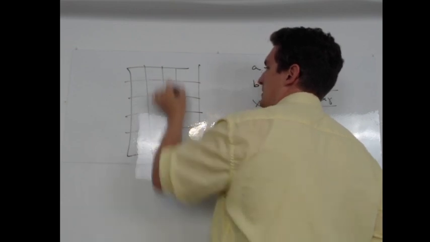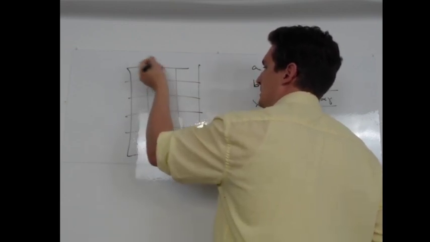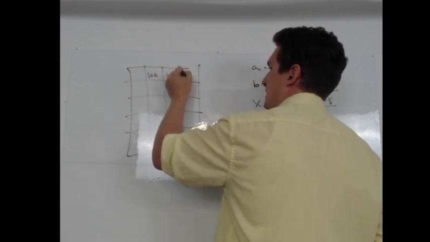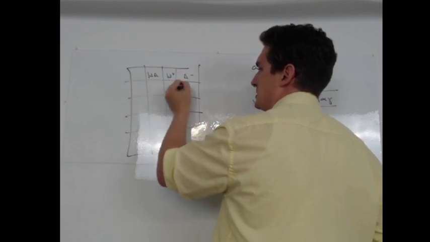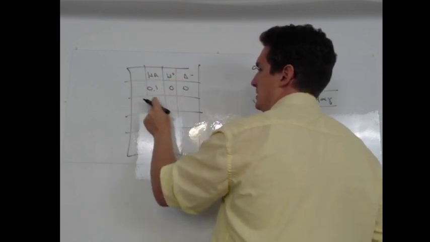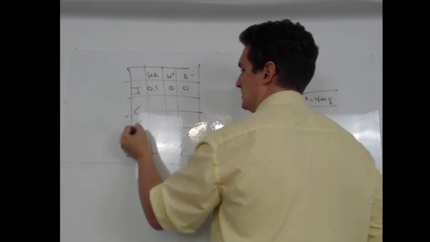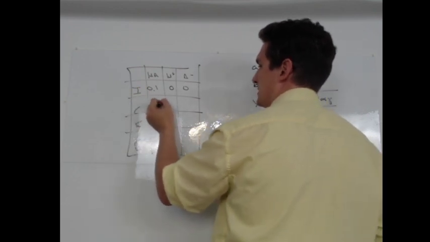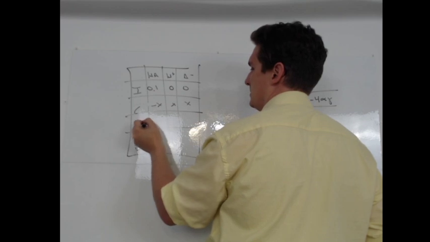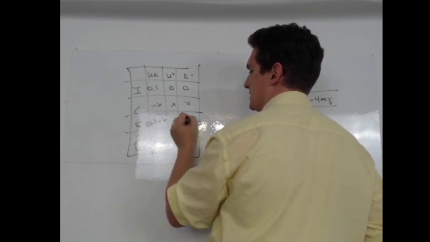So let's say we have an acid. We have HA, H plus, and A minus. And let's say they both start with 0, and this is 0.1. Change here. It's minus x, plus x and plus x. So I get 0.1 minus x, x and x.